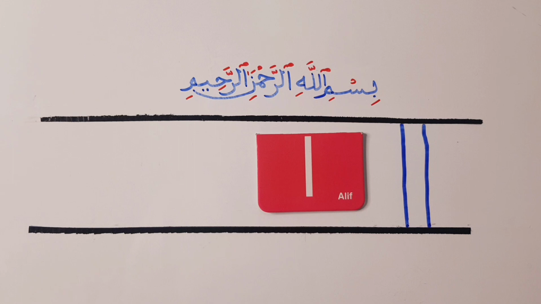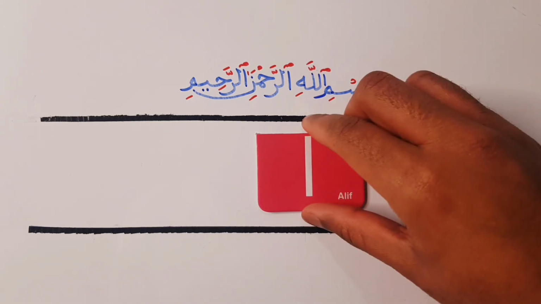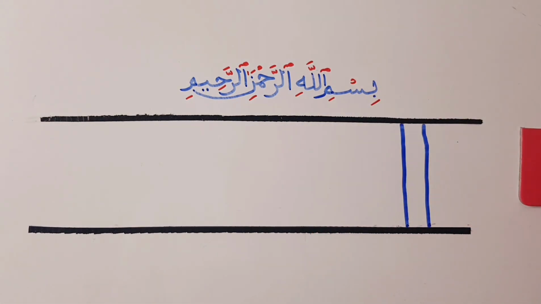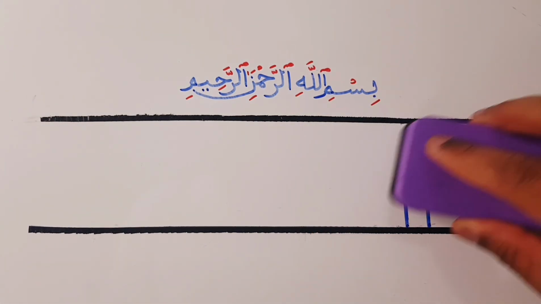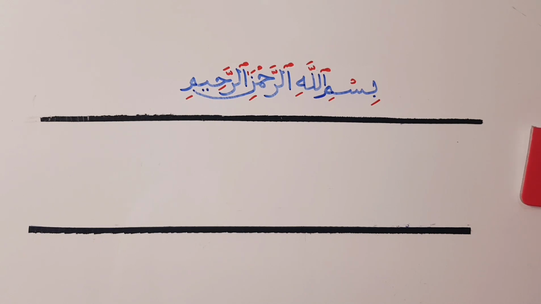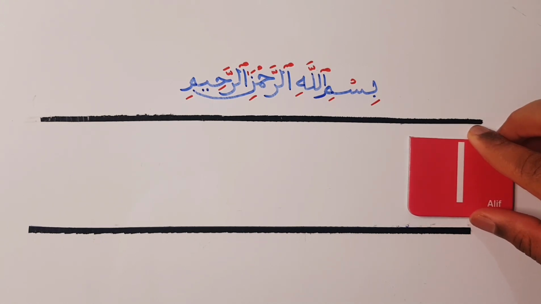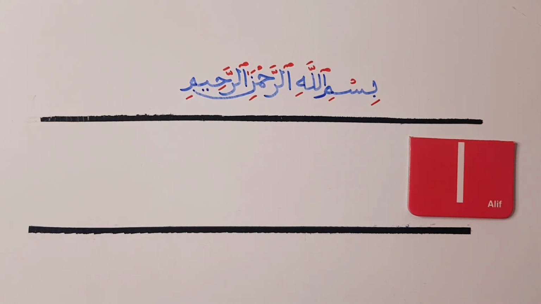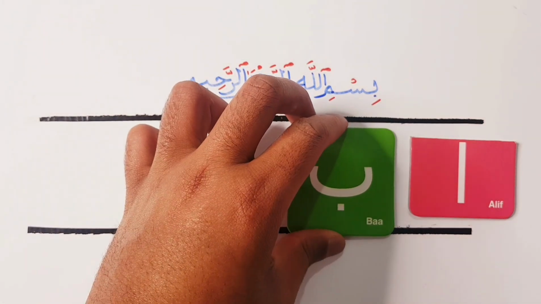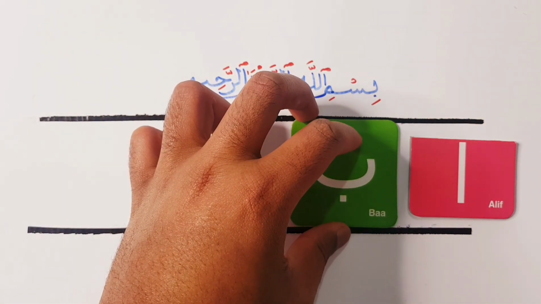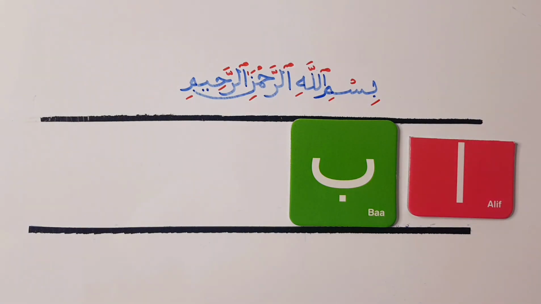Okay. The next letter that we're going to learn after the Alif is Ba. The next letter is Ba. We're going to say it 5 times. So you need to repeat after me. Ba. Ba.